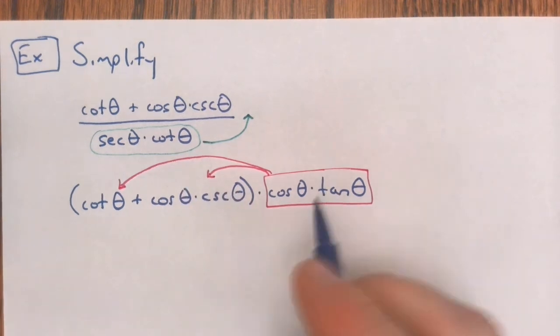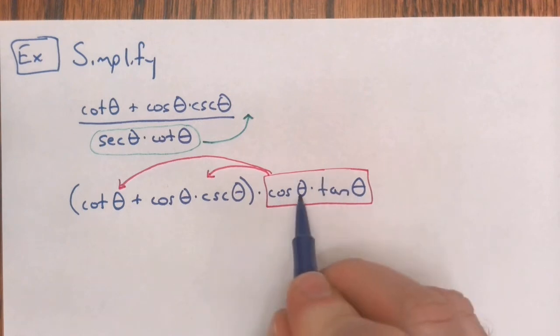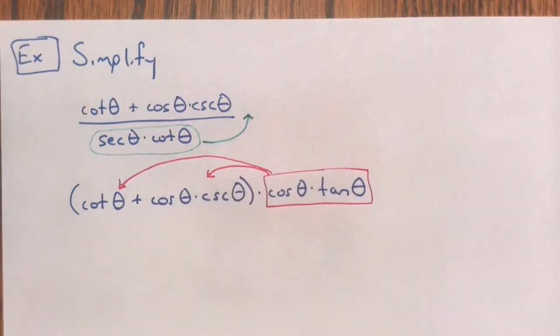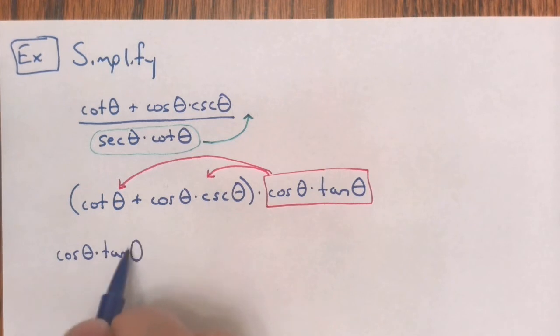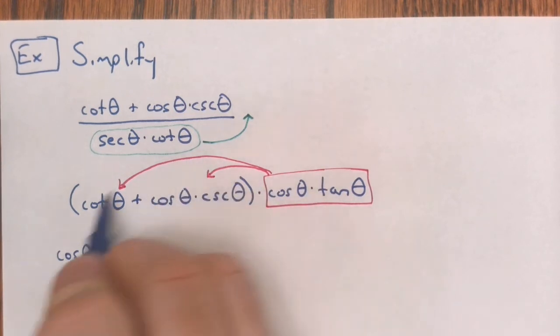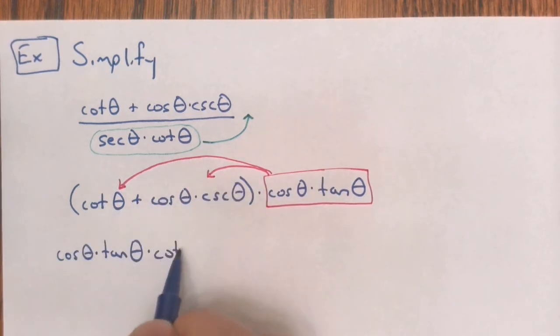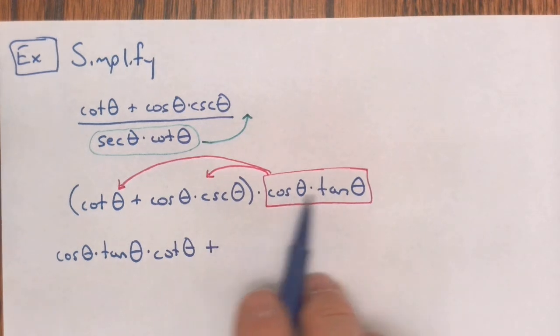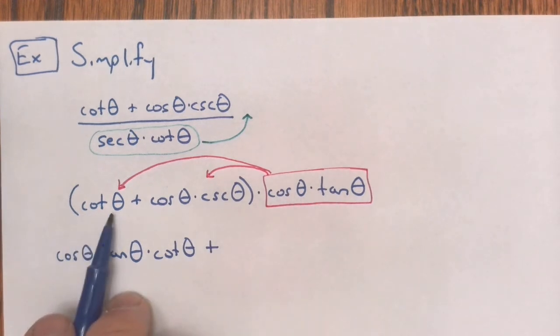So first, let's multiply this cosine tangent value into the cotangent. So we're taking the cosine of our angle times the tangent of our angle, and we're multiplying it by the cotangent of our angle. And then there's an addition symbol. So there's the first part using the distributive property, multiplying these two values by this first term.